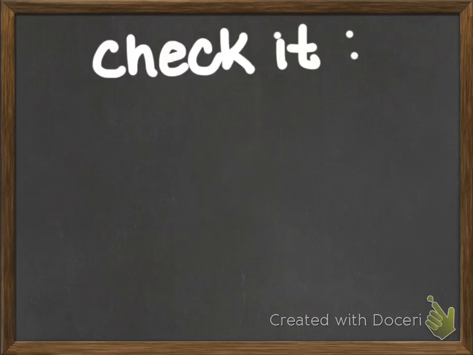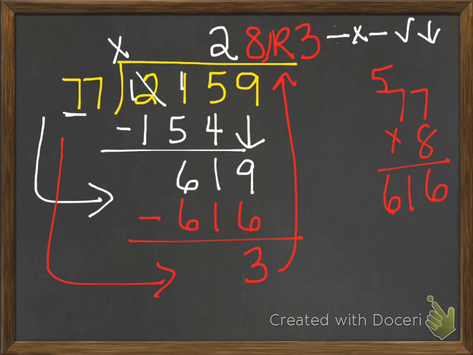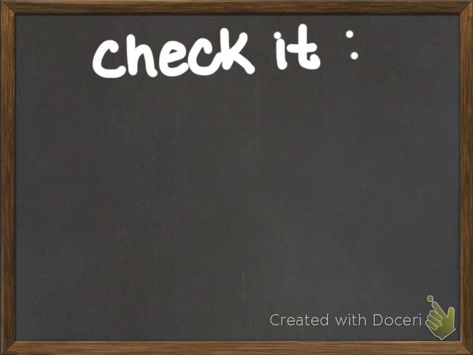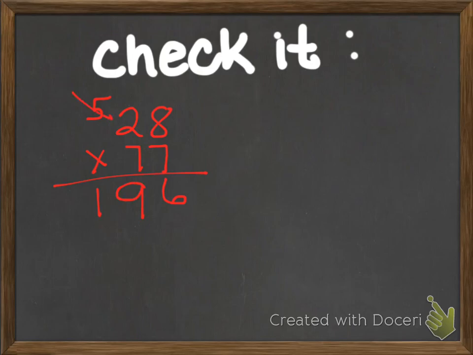Now, of course, I'm going to check it. I'm going to take 28 times 77. So 28 times 77. 8 times 7 is 56. 7 times 2 is 14 plus 5. 15, 16, 17, 18, 19. Done with this one. Now drop a 0. 7 times 8 is 56. 7 times 2 is 14 plus 5. 14, 15, 16, 17, 18, 19.